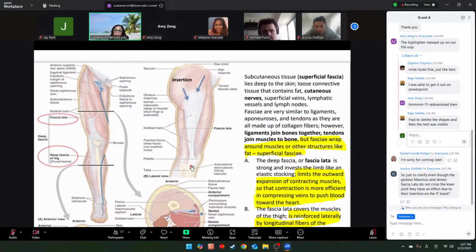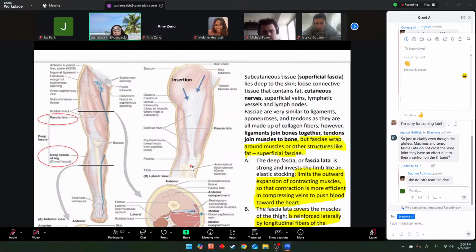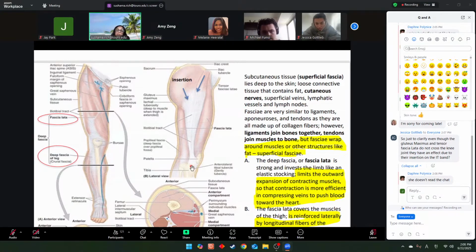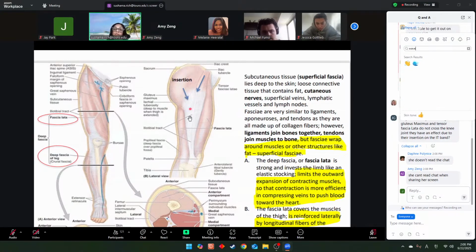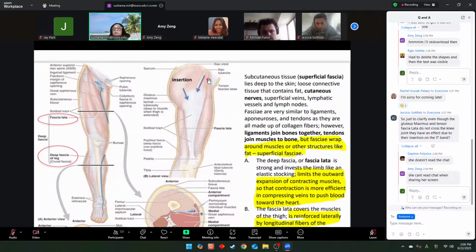That's not their main action, by the way. So please don't quote me as if this was their main action. It's not their main action. Gluteus maximus is the most powerful extensor of your hip joint. Tensor fascia lata does medial rotation. It's an abductor. So that's a different muscle. Their actions are separate, but because of their insertion into the iliotibial tract, which in turn crosses the knee joint, they do stabilize the knee joint.